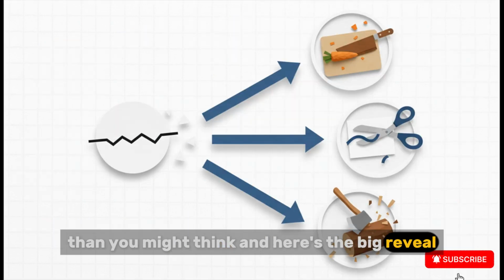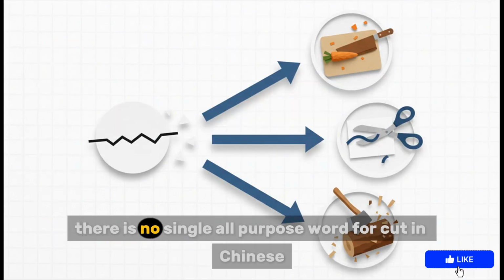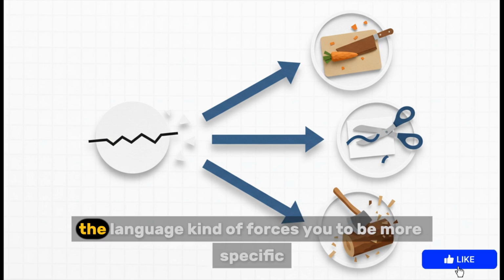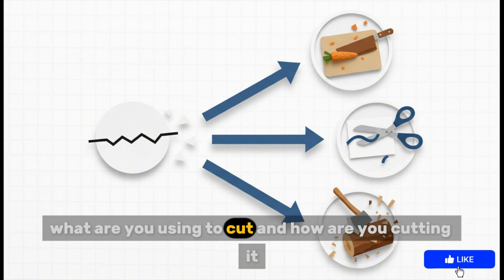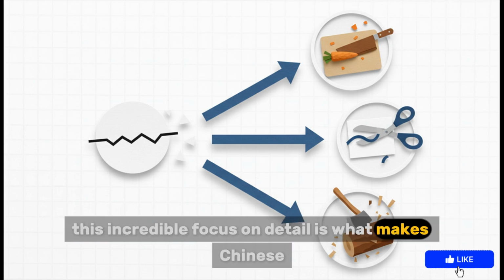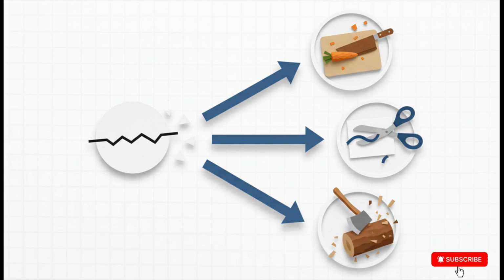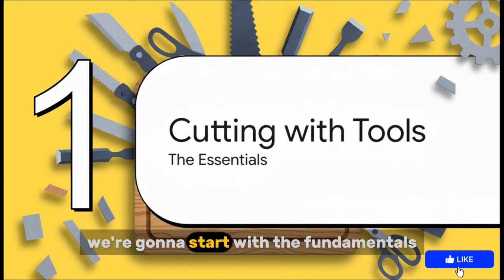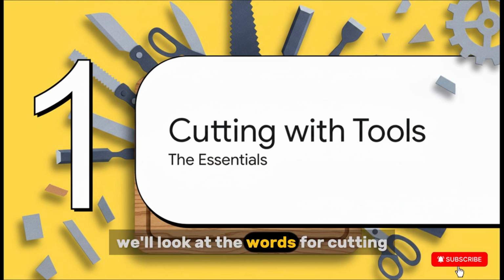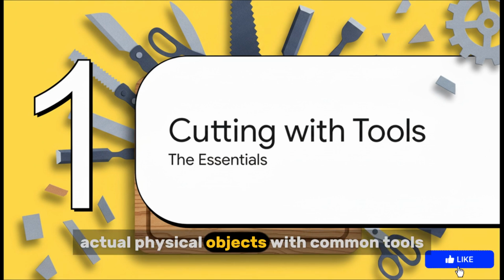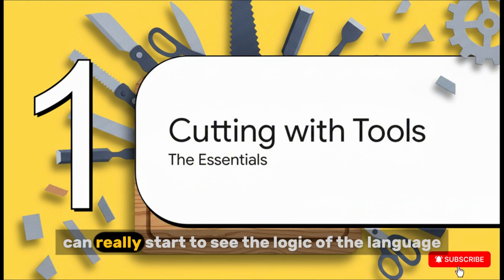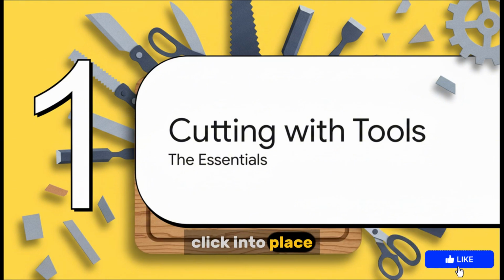And here's the big reveal. The thing is, there is no single all-purpose word for cut in Chinese. Instead, the language kind of forces you to be more specific. It asks, okay, what are you using to cut? And how are you cutting it? This incredible focus on detail is what makes Chinese verbs so vivid. They really paint a picture of the action. To really get a handle on this, we're going to start with the fundamentals. We'll look at the words for cutting actual physical objects with common tools. This is where you can really start to see the logic of the language click into place.